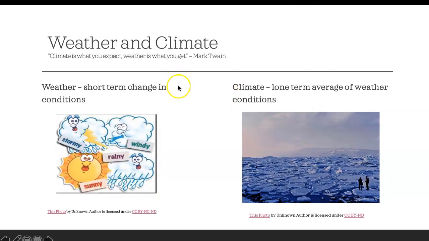And this is the first time I mention this, and I'm going to mention this again in the future chapter of climate change. Weather is a short-term change in conditions, right? We talk about the daily forecast. We have to check every day. And for the climate, that's a long-term average of the weather patterns. We're talking about different weeks, different months, different years, or even different decades.